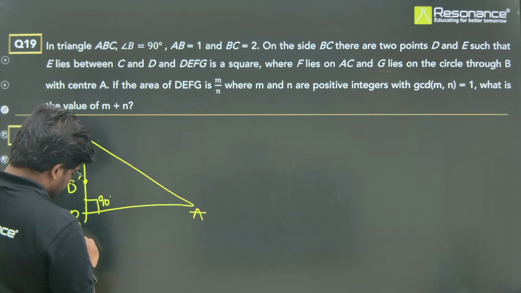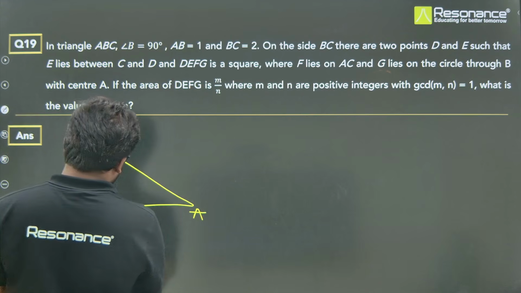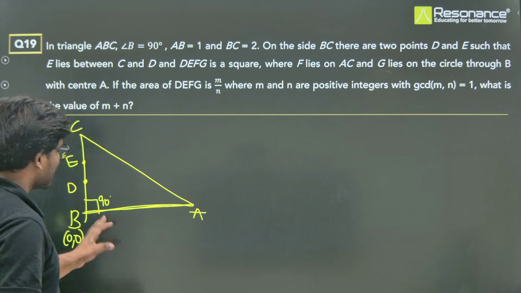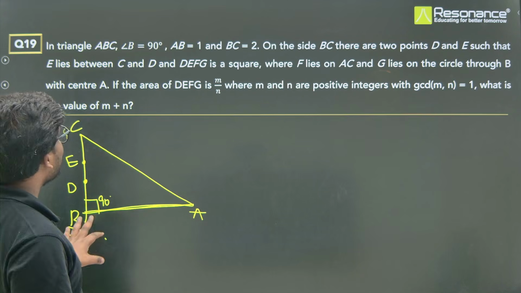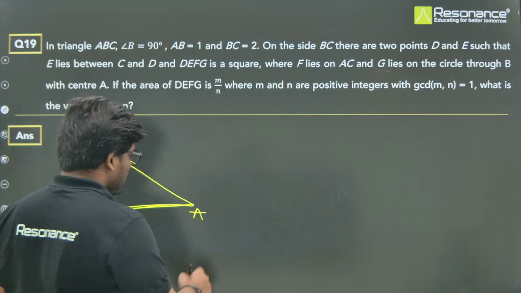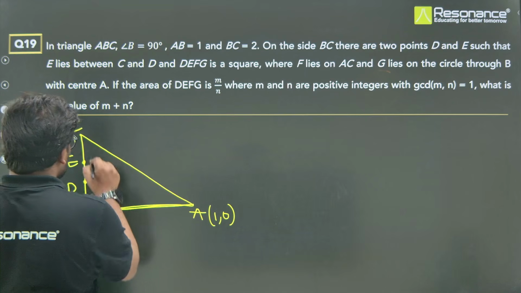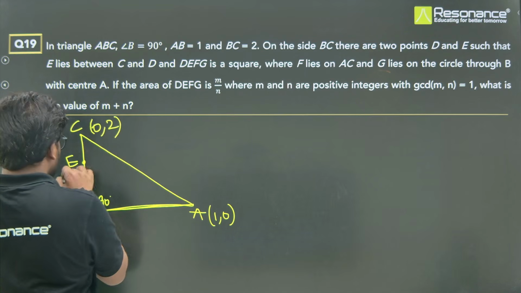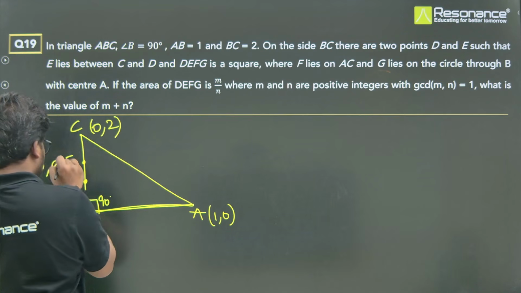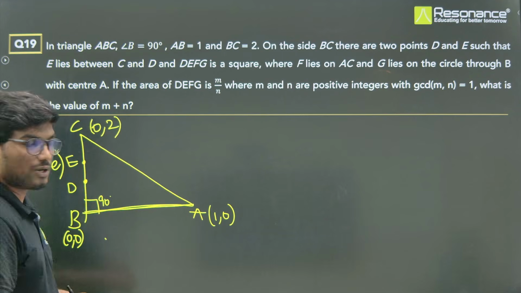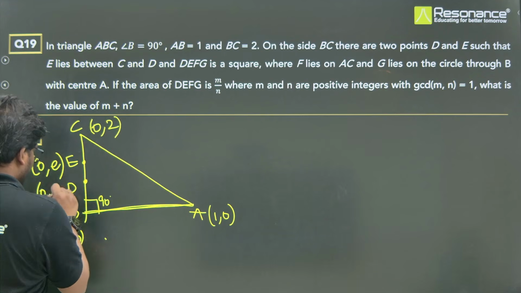B is 0, comma 0. This is the x-axis. So A becomes what? If B is 0, comma 0, AB is 1, so A will be 1, 0. And BC is 2, so C is 0, 2. So let's say the y coordinate here is E and the y coordinate here is D.